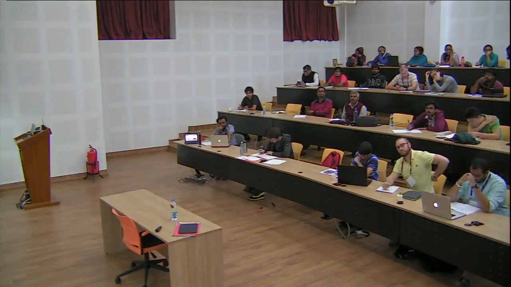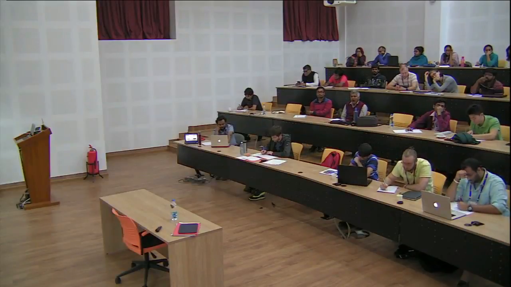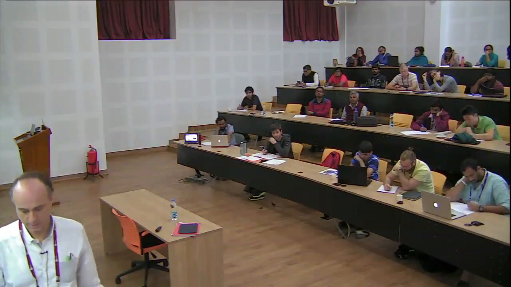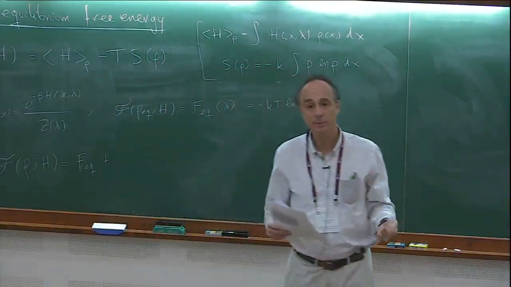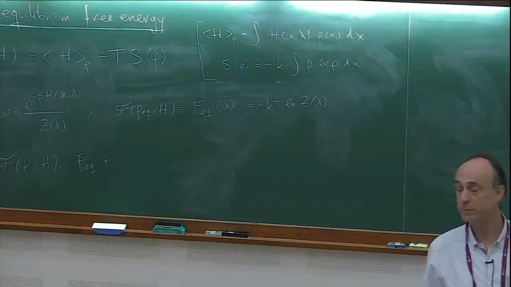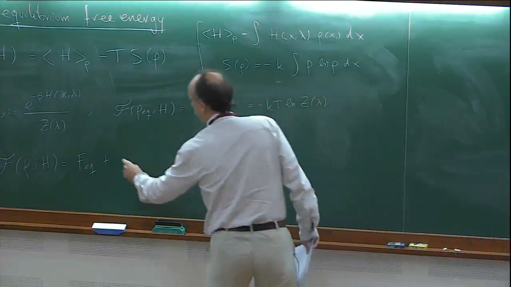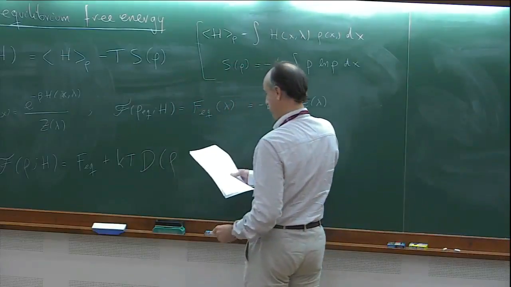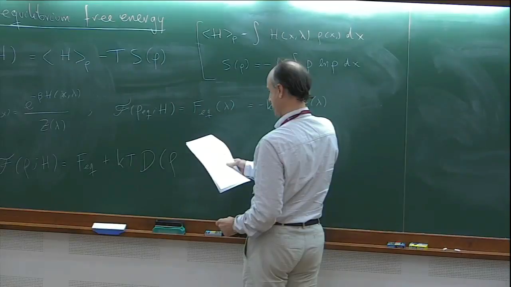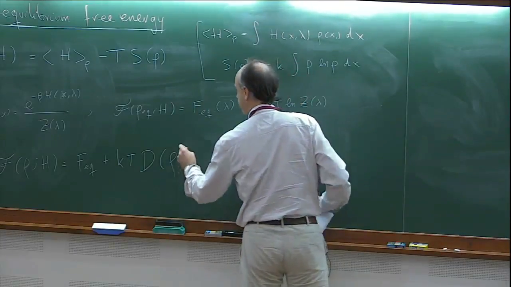So this is the first property. The second property that you can prove, and it is not hard to prove mathematically, is that the non-equilibrium free energy is related to the equilibrium free energy in this way. It is the equilibrium free energy plus some extra term due to the non-equilibrium nature of my system, and this extra term is just the Kullback-Leibler divergence between my rho, my state, and the equilibrium state.